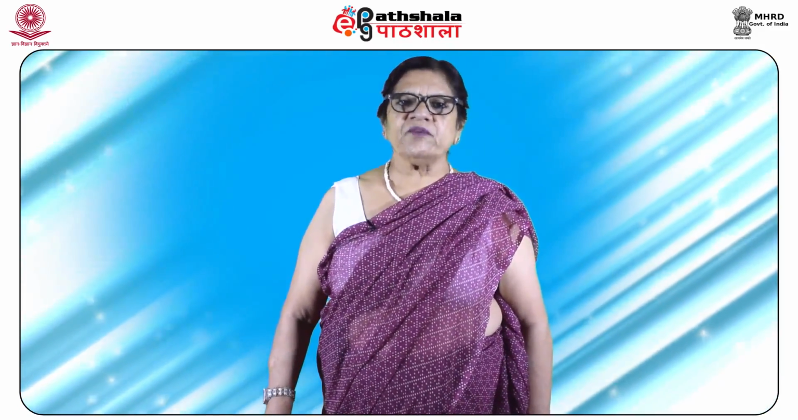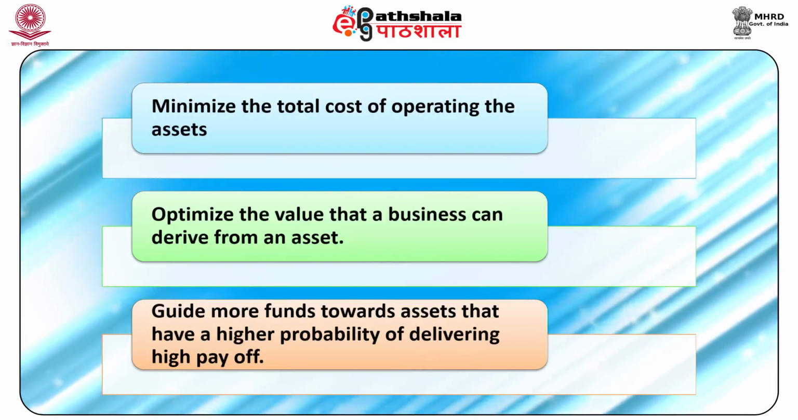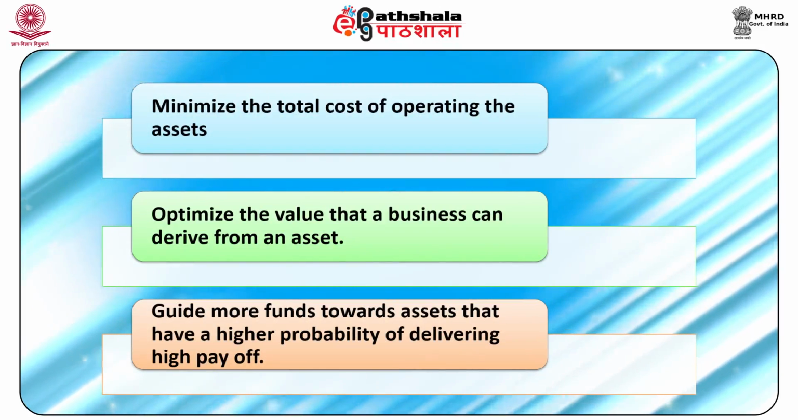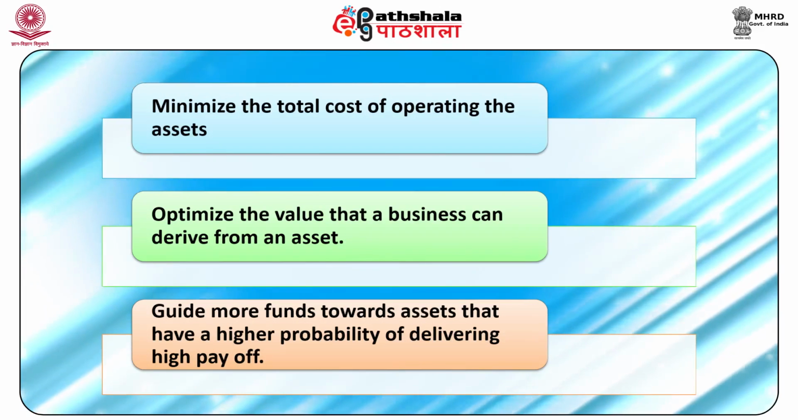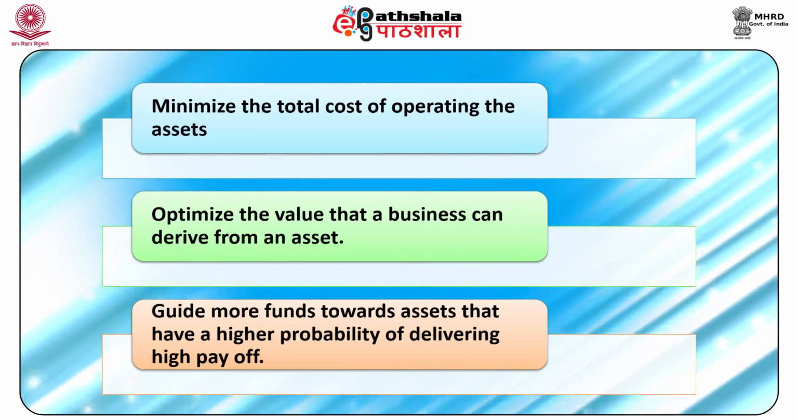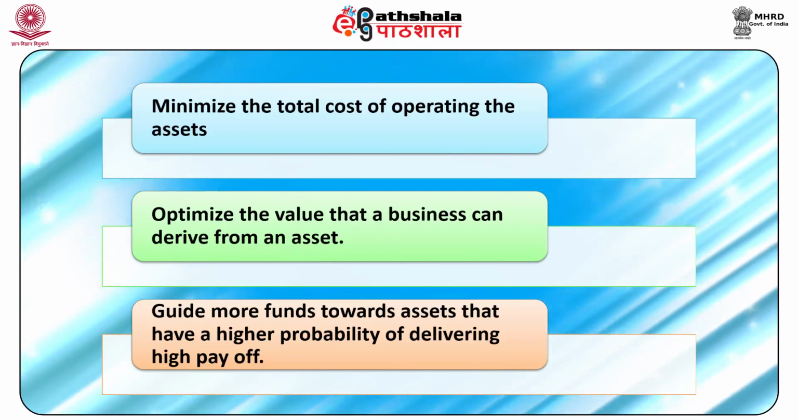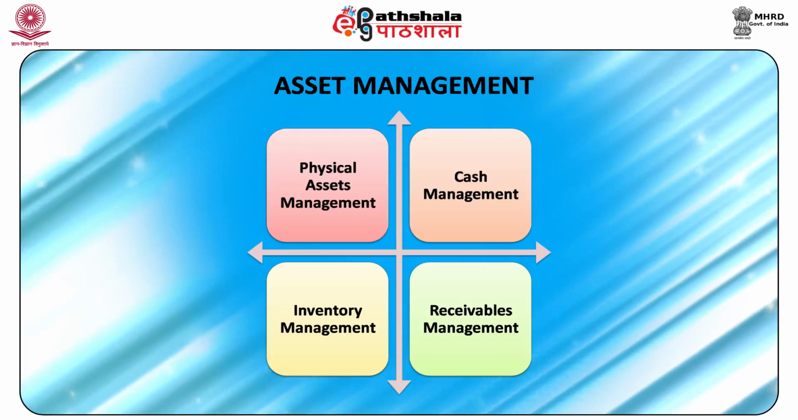What are the objectives of physical asset management? 1. Minimize the total cost of operating the assets. 2. Optimize the value that a business can derive from an asset. And thirdly, guide more funds towards assets that have a higher probability of delivering high payoffs. Now, what is cash management?